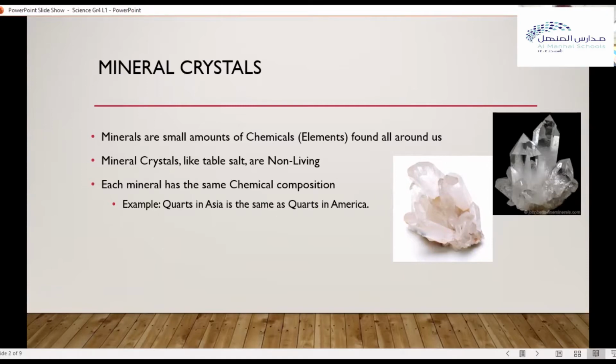Mineral crystals like table salt are non-living, okay? Any kind of crystal that you find is a non-living element. And each mineral has the same chemical composition as the one that is found somewhere else on Earth. For example, quartz that's found in Asia has the same chemical composition as quartz found in the Americas.